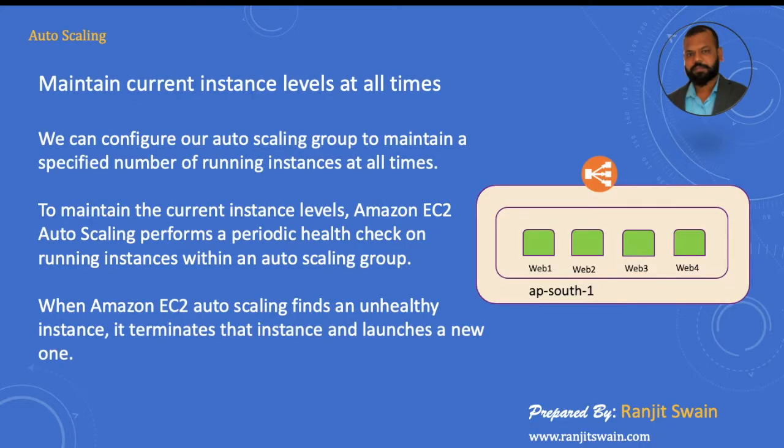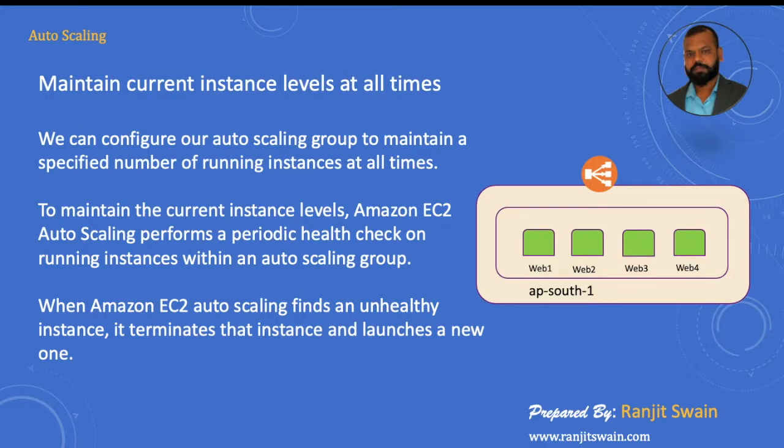First option is maintain the current instance levels at all times. We can configure our autoscaling group to maintain a specified number of running instances at all times. To maintain the current instance levels, Amazon EC2 autoscaling performs a periodic health check on the running instances. When Amazon EC2 autoscaling finds an unhealthy instance, it terminates that instance and launches a new one. So the number of EC2 instances will be the same at all times.